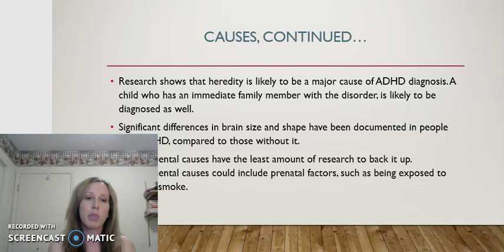And there's also environmental causes, and this can be prenatal factors such as being exposed to cigarette smoke. I think lead and alcohol were a couple of the other ones. It could be things that happen after birth also, but environmental causes is probably the least likely cause. It's got the least amount of research to back it up, is what I found. So it's a lot more likely to be heredity or differences in the brain.